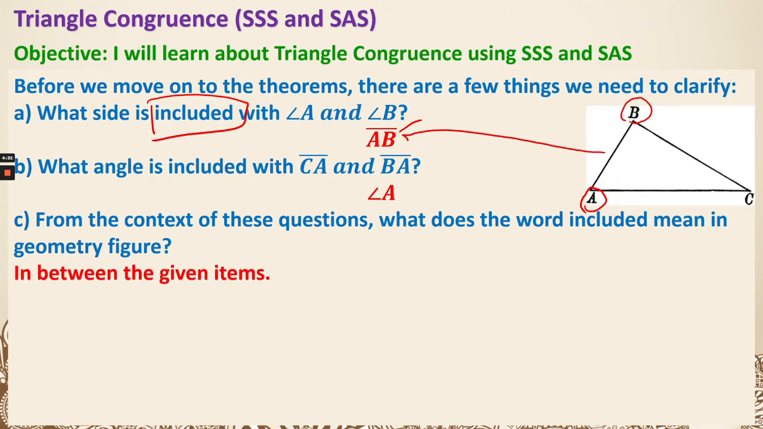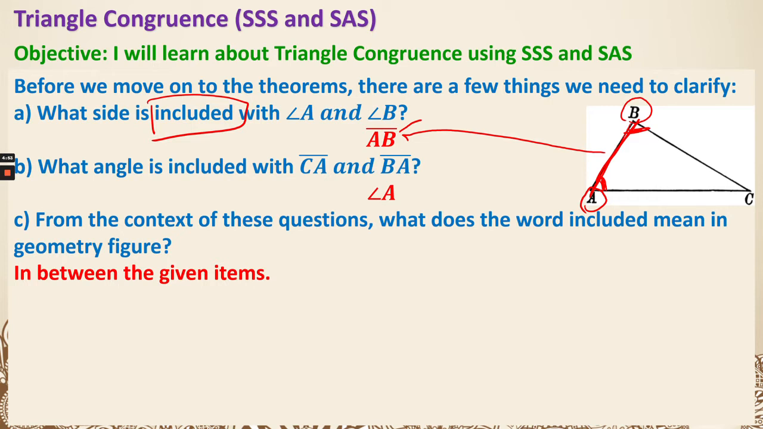So you can see angle A is right here, angle B is right here, and the side is between angle A and angle B. It has nothing to do with C. So that's kind of what included means. Next, if we have a look at the other one, what angle is included with CA and BA?